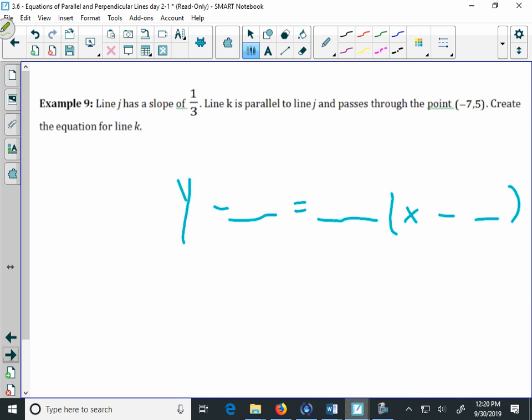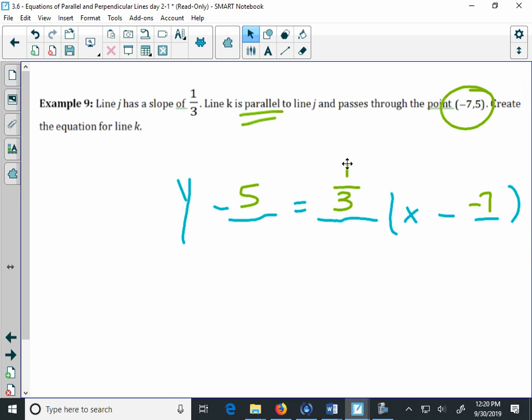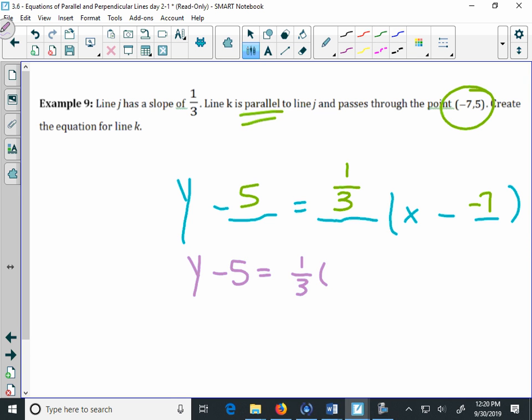If we know these lines are parallel, what is the slope of my new line? 1/3. Parallel lines have the same slope, so the slope of K is 1/3. That means the slope of K has to be 1/3. And then what's it going to look like? What's going to go here with the y that has to pass through the point -7, 5? 5. What's going to go here? And again, clean up your double negatives. -5 equals 1/3.